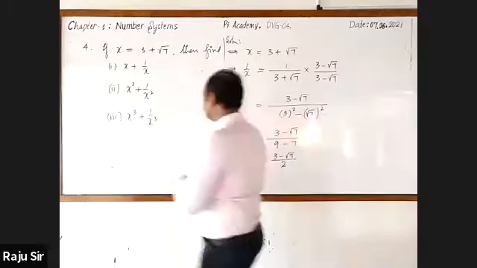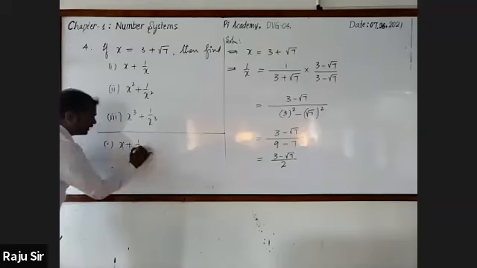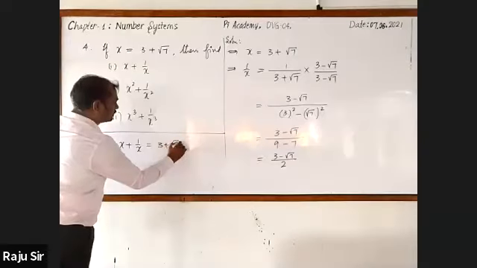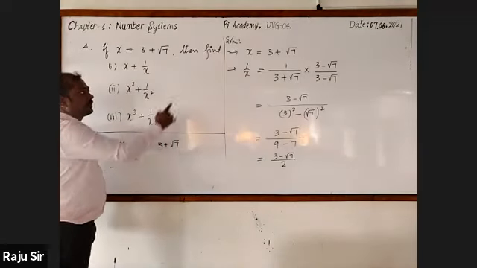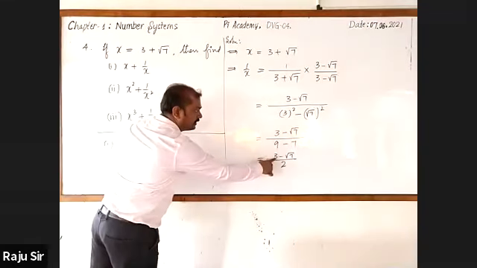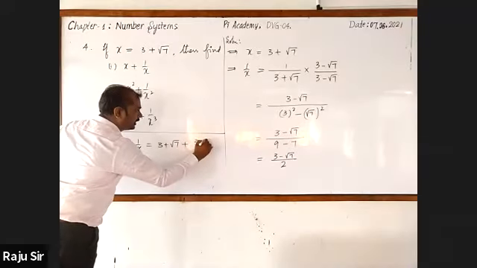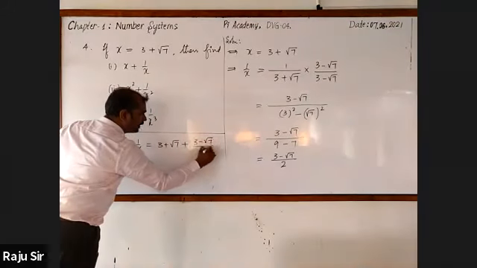Here I'll find it out. Good space we have. x plus 1 by x is equal to, substitute, x is 3 plus root 7, and 1 by x is 3 minus root 7 by 2.